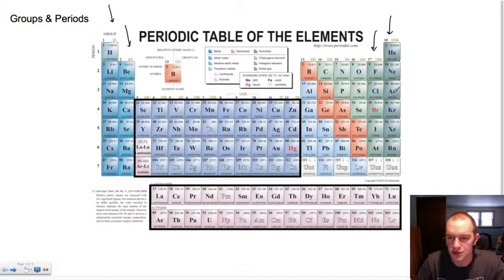In order for us to restart again, we go back to the beginning on the next row: very reactive metal, working our way across, very reactive nonmetal, non-reactive nonmetal. And we start again.